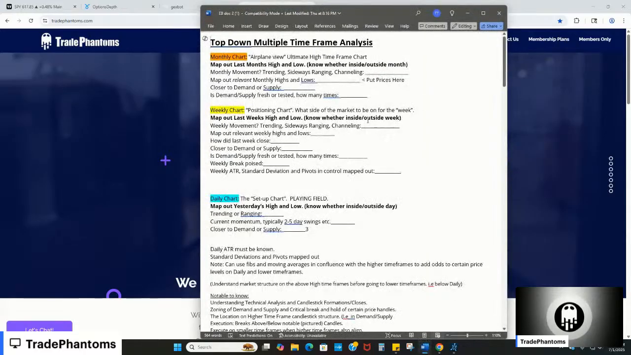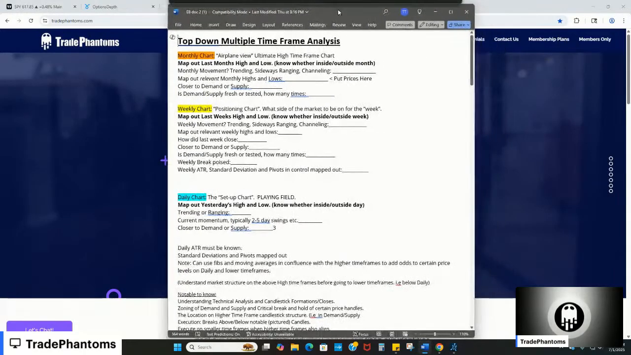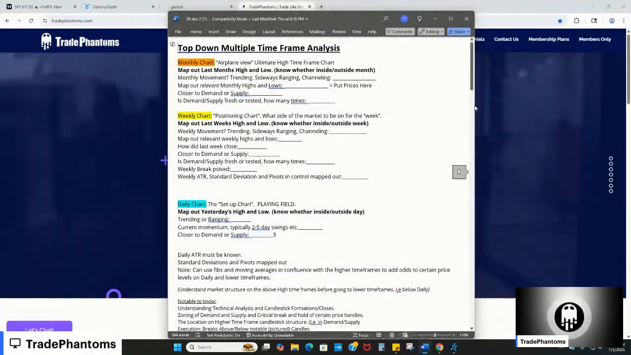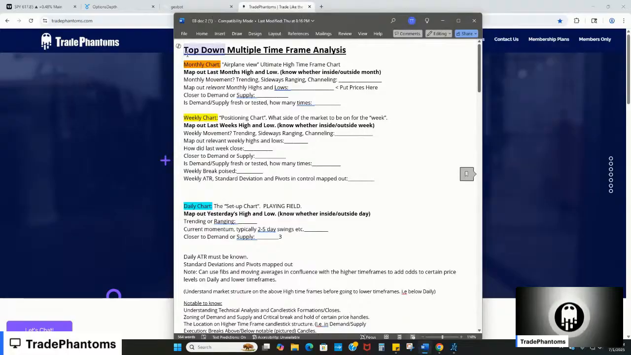I'll be on for probably about an hour or so, do some pre-market prep, and maybe trade right off the open if there's a couple of trade opportunities available there. I'll start this off a bit more formally here. Institutional order flows are the backdrop and main strategy of TradePhantoms.com: top-down multiple time frame analysis, always starting with the higher time frames, monthly, weekly, daily.